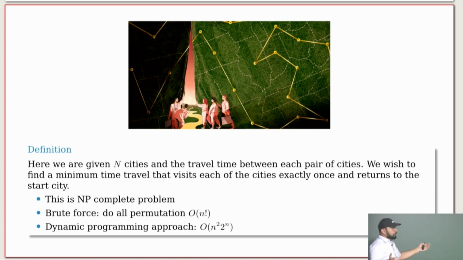Given that roughly 2 to the 80 or something is the number of atoms in the universe, roughly, right? 10 to the 60, 70, I don't know exactly, but the number of atoms in the universe. So this will be really big. So even the dynamic programming approach will be big.